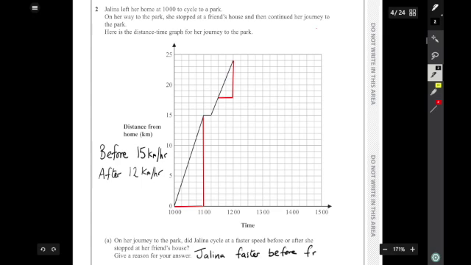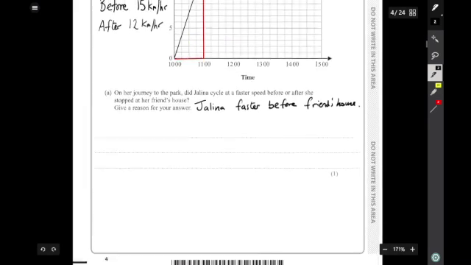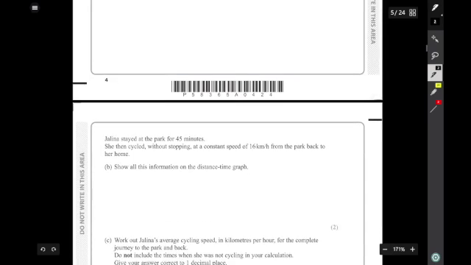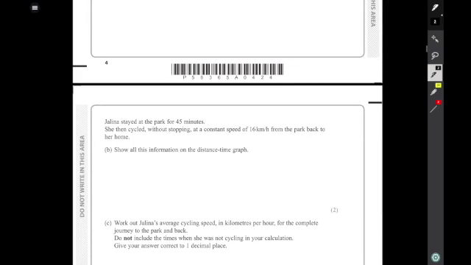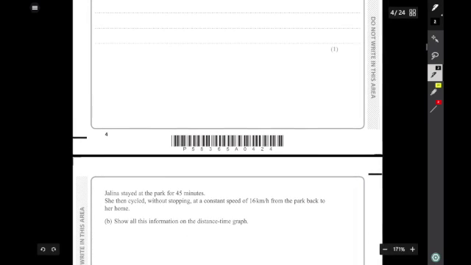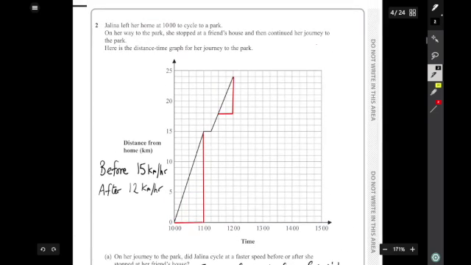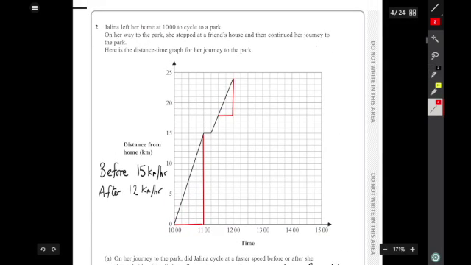Okay. Now for the next part, let's just show you the question. That's on the next page. Okay, so she stayed at the park for 45 minutes and she then cycled home at a speed of 16 kilometers an hour. So let's mark on the 45 minutes she didn't cycle at all.